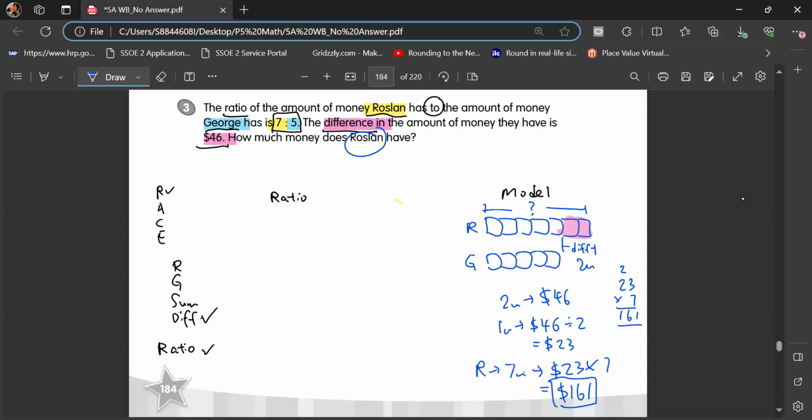So if I do it purely by ratio, I write down Mr. Roslan is to George. That is 7 to 5. And then I will write another part here that refers to the difference between them. So that is the difference between Mr. Roslan minus George. That's 2 units, 7 minus 5. So these 2 units is $46.